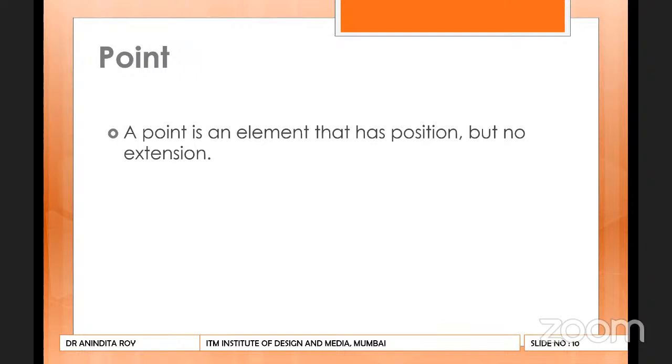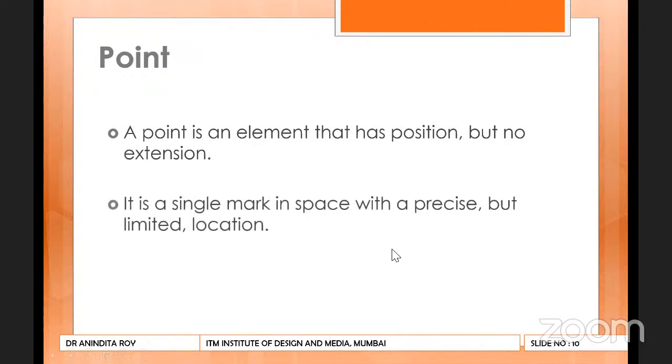So I'm giving you a definition today. So you can always say very confidently, a point is an element that has a position but no extension. Makes sense, right? It has a position but no extension. It is there in space as a single mark. And another thing, it has a precise location, but the location is limited. So this is how a designer speaks. You are all creatively intelligent people, so you should be able to speak with confidence. So you should be able to tell your interviewer what a point is.